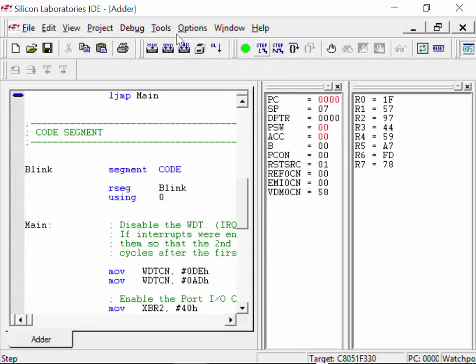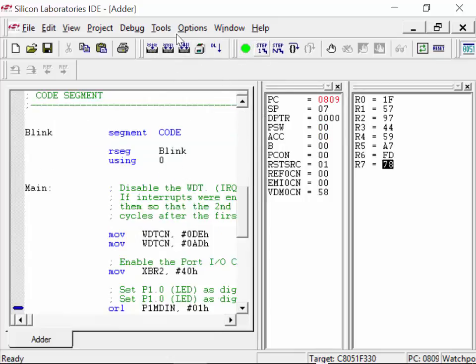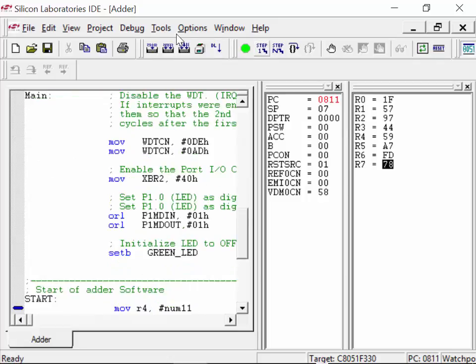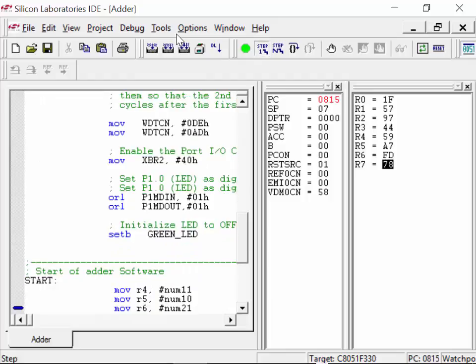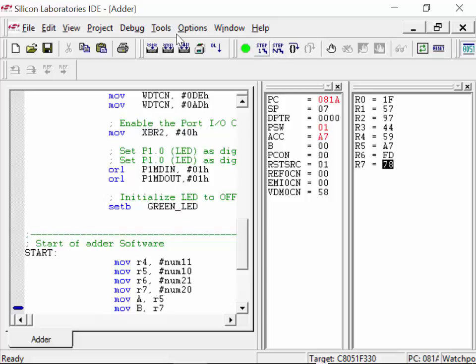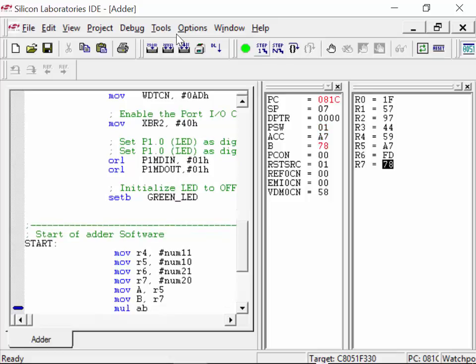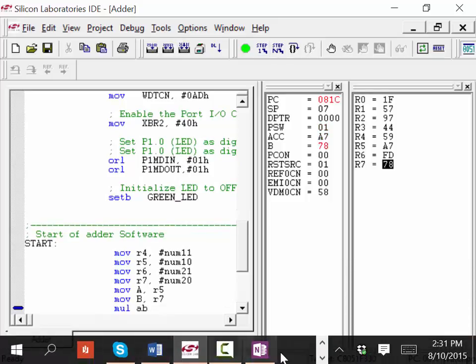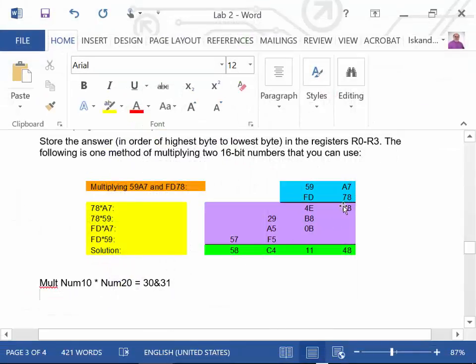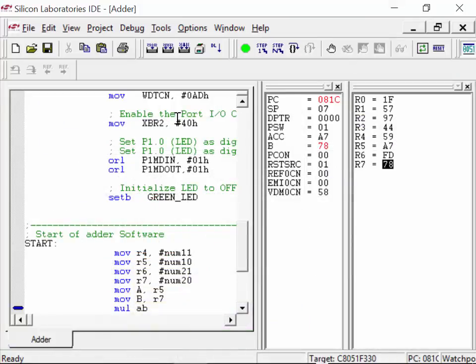So let's go through it and start single stepping through this. All right, we move into R4, our first number, R5, R6. And we move R5 into A. So A is A7. We move into B 78. Go back to, we're multiplying A7 times 78 right there. We do our multiplication.